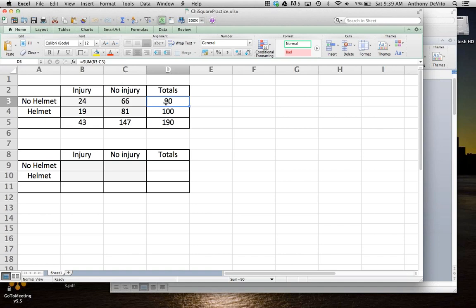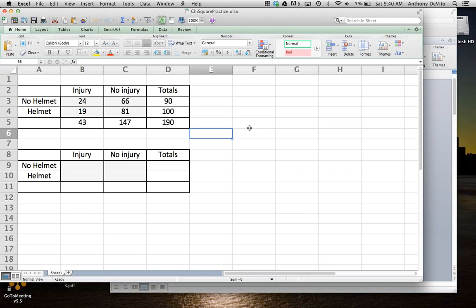And we find that out of the 90 people that didn't wear helmets, 24 of them had significant head injuries. And of the 100 people that entered the emergency room over that month, let's say, 19 of them had significant head injuries, even though they wore a helmet. Okay, so totals just come out to 43 out of this total of 190 inputs. 43 of these people had significant head injuries, and 147 of them didn't have significant head injuries.